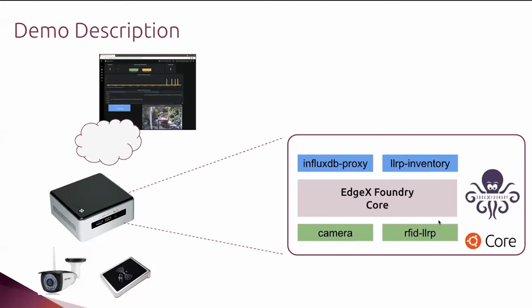by the RFID reader. From an EdgeX point of view, we have two device services, one for the camera and one for the RFID, and two application services: one for connecting to the cloud, and the other one keeping the inventory of the devices. We have an InfluxDB instance with a Grafana board for watching the events, which we will see later.